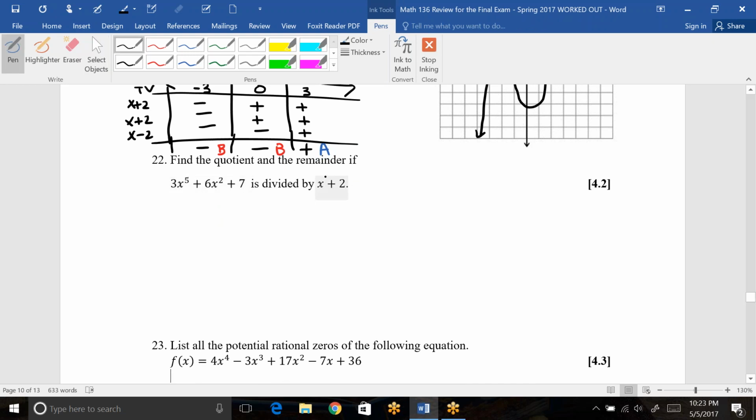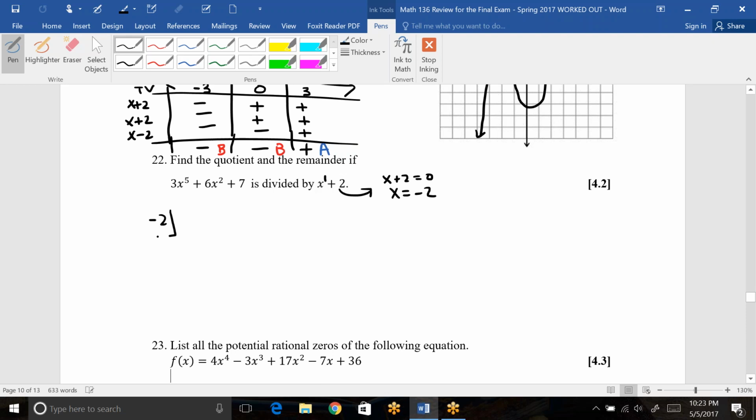So because this is x to the first power, I can use synthetic division. If it was higher than that, I would have to do long division. You can still use long division for this, but I'm actually going to use synthetic just because I find it's easier not to deal with the x's. If you're going to use synthetic, remember that you need to solve this over first. If you're using long division, you leave it as x plus 2.